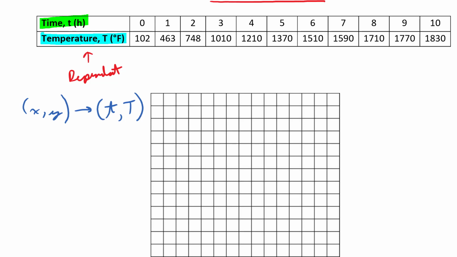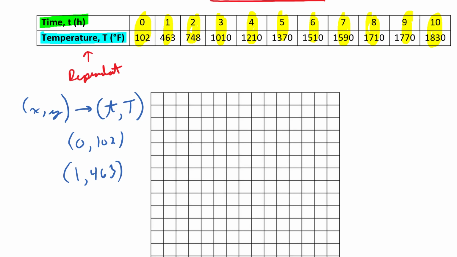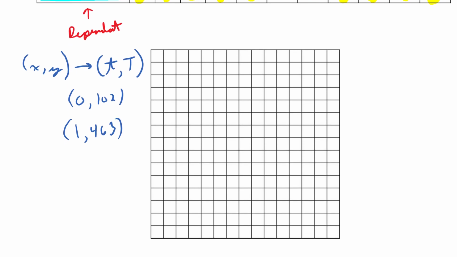Where are our set of ordered pairs? Well, here they are. We have 0, 102. We have another set of ordered pairs. We have 1, 463. And moving down the line, you can see these two values are related. My time and my temperature. Let's plot this now on a graph. Normally when you're dealing with data, your origin is in the bottom corner here. I'm going to draw my horizontal axis along here and my vertical axis right here.